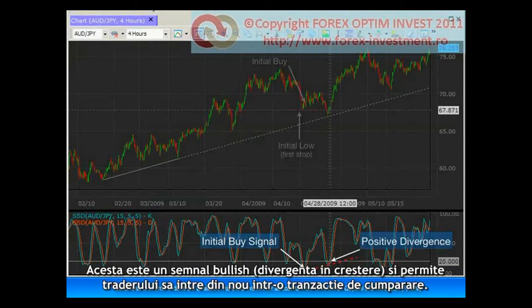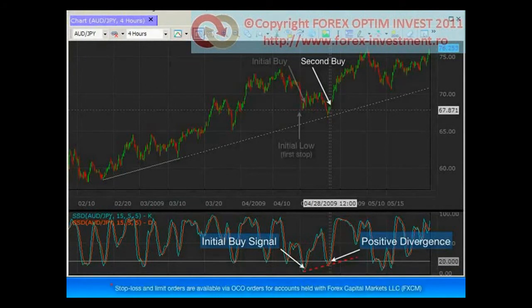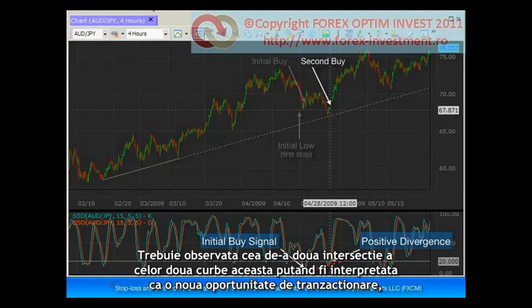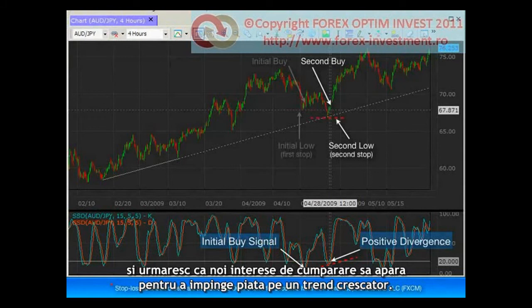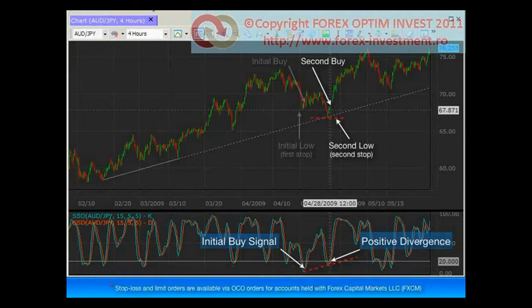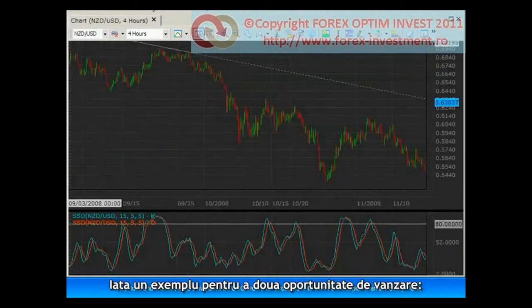This is a bullish signal and gives a trader an opportunity to enter once again into a buy position. They simply note the second crossover and treat it as a new trading opportunity. This means they place their protective sell stop below the second low and look for continued buying interest to push the market up. Here's an example of a second selling opportunity.